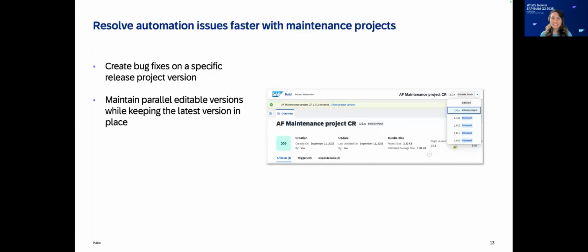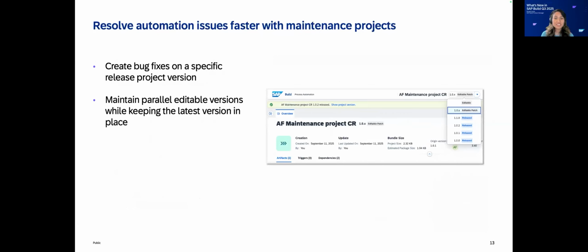Okay, and over to process automation. We're now making it possible to resolve your automation issues faster with dedicated maintenance projects. Previously, only one editable project version was available at a time for a given project. So when a change or a bug fix was required on a specific released or deployed version, there was no functionality to create an editable project based on that version and then release it as a patch.